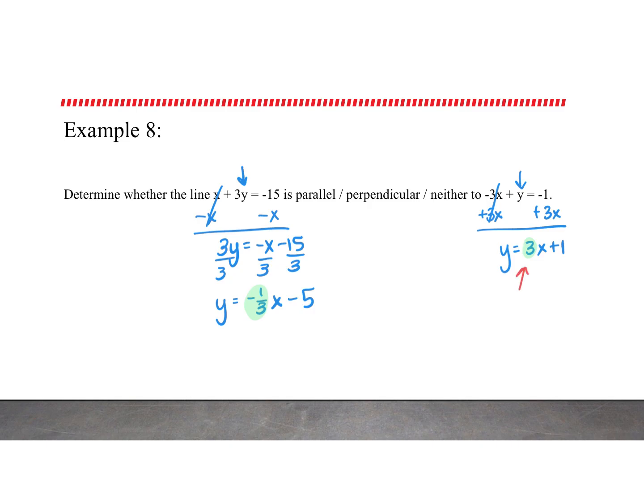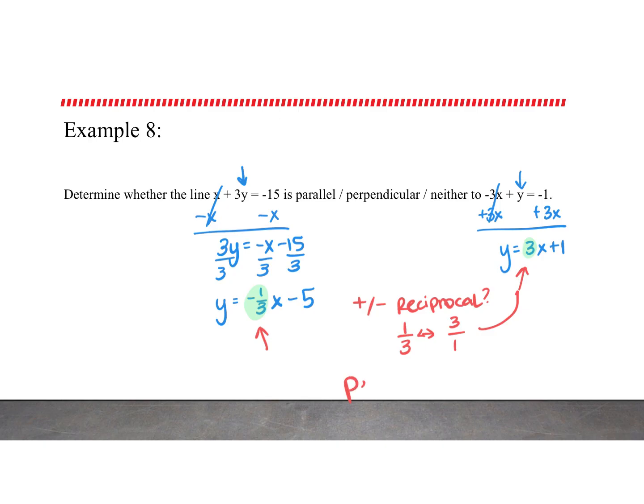This time we have a 3 and a -1/3. So let's see. They have different signs. So one of these is positive, one's negative. So they are opposite. Let's see if they are reciprocal. So one of them is a 1/3. So if you switch the top and the bottom, that would make it a 3/1, which matches.